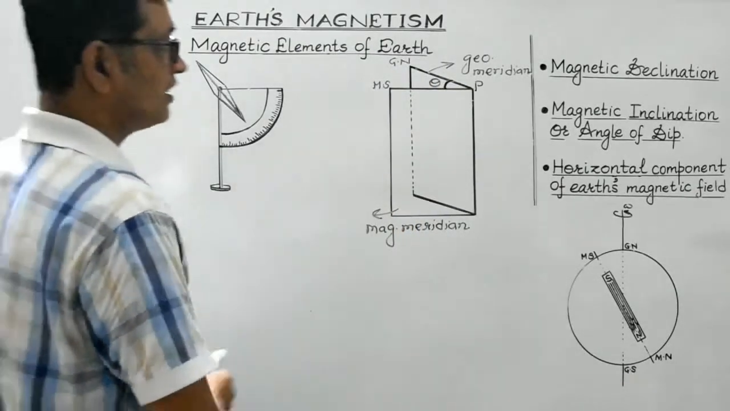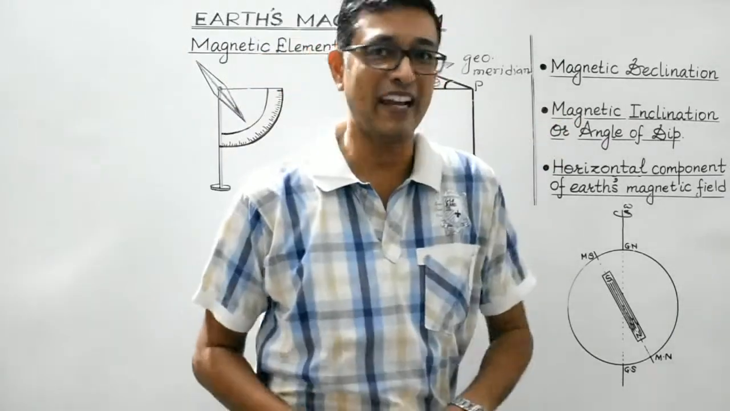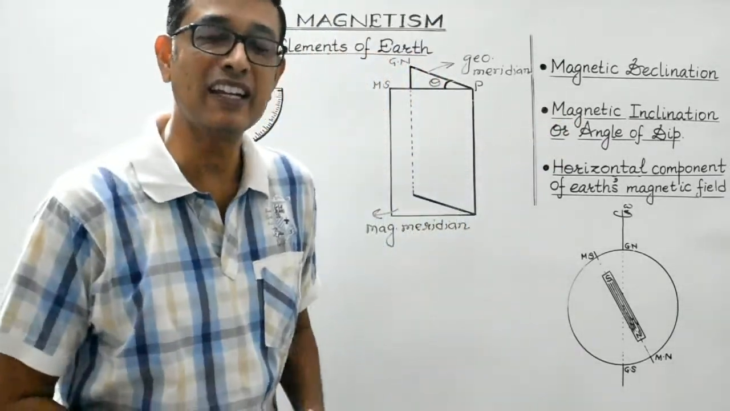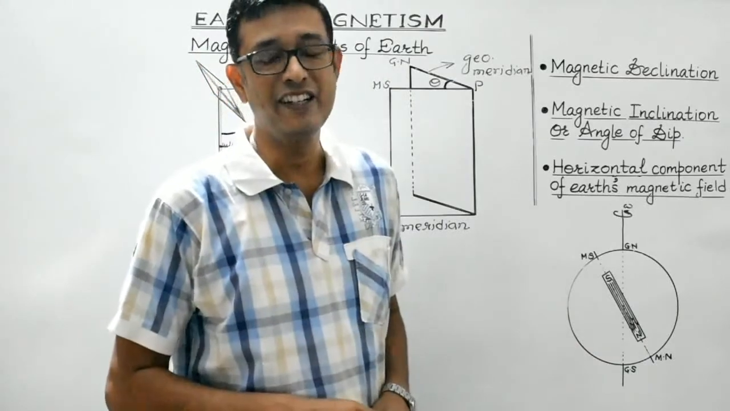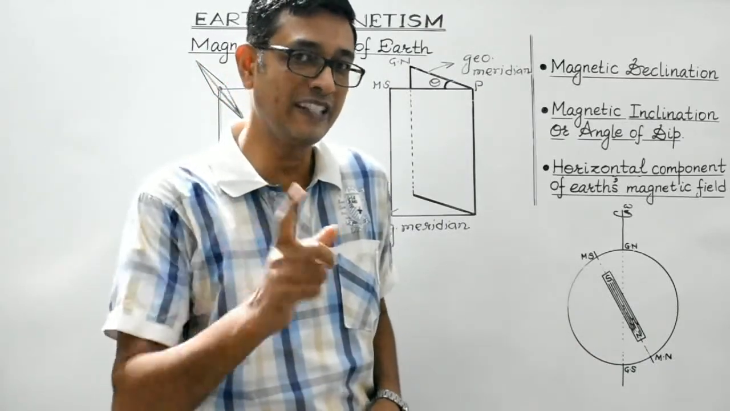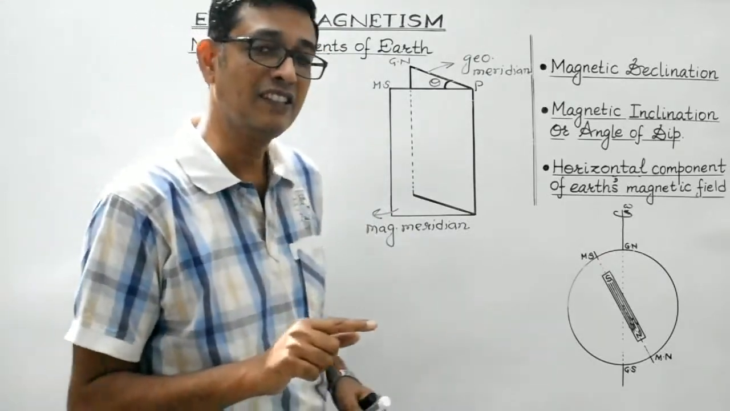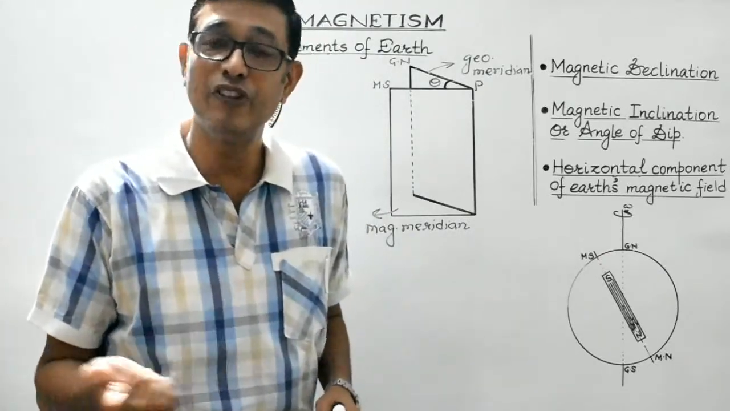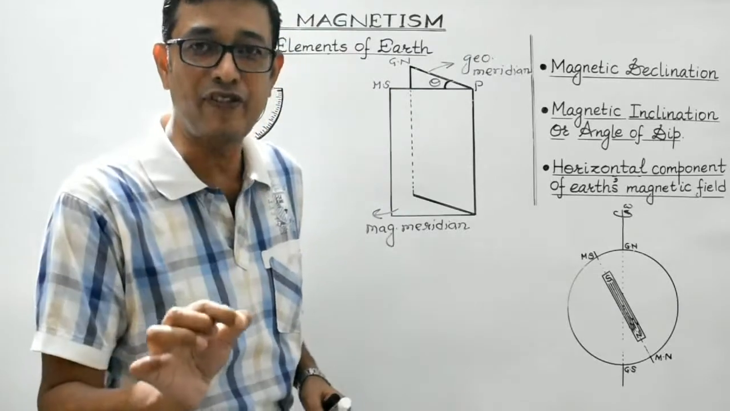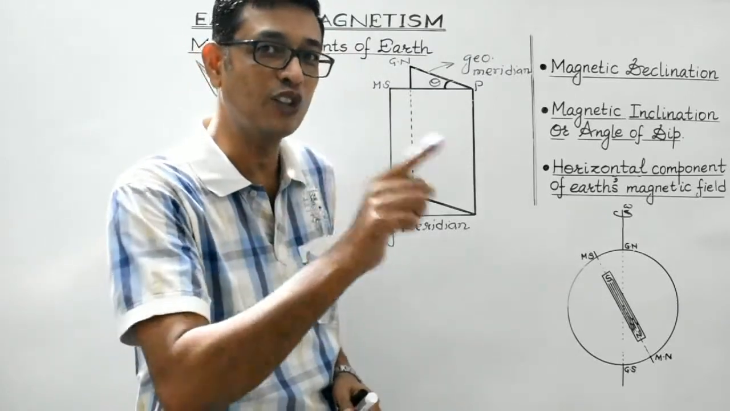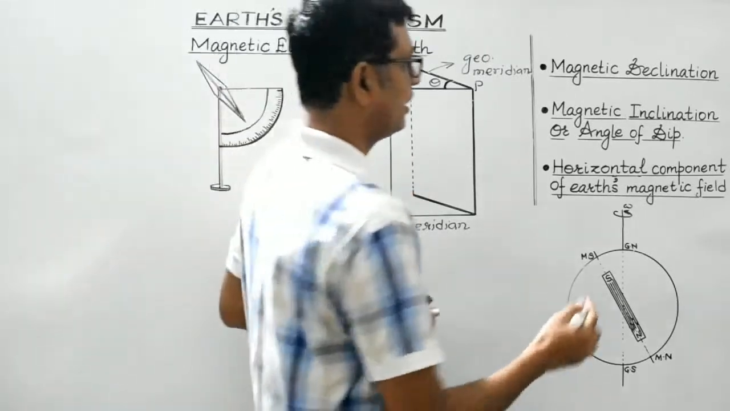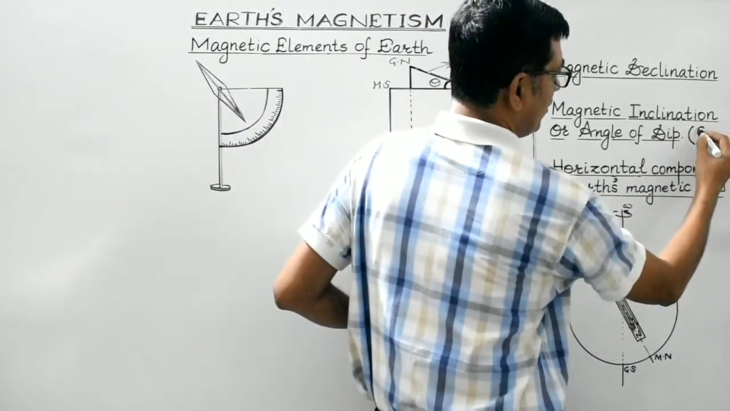Okay, students, now let us discuss the second magnetic element of Earth, which is magnetic inclination. It is also known as angle of dip. So students, basically it is defined as the angle which the Earth's total magnetic field makes with the horizontal, and we will denote angle of dip, say, by del.